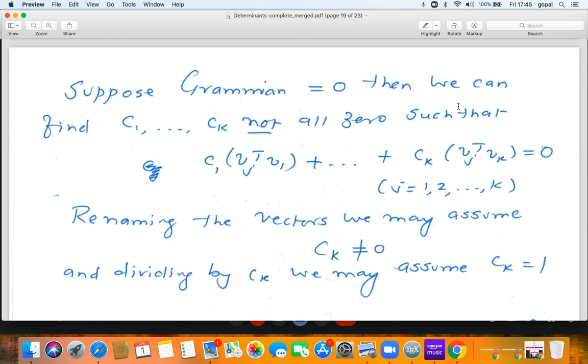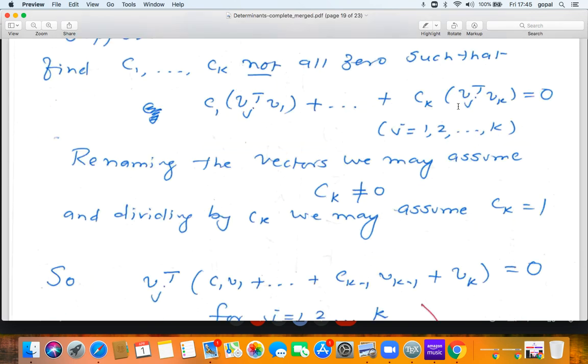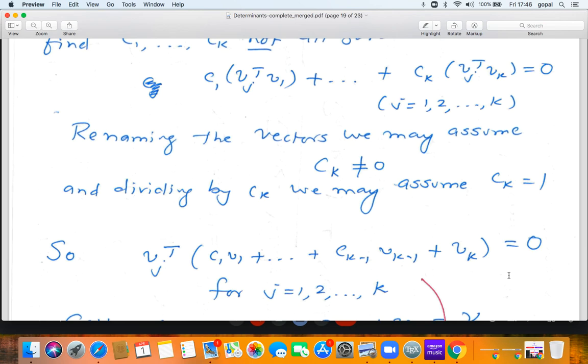I'd like you to convince yourself that I can rename the vectors V1, V2, ..., Vk, and I might as well assume that Ck is non-zero. Once I assume that Ck is non-zero, I can divide by Ck, and I might as well assume that Ck is 1. So here we are in a situation, and I'll take out the Vj transpose common. So it's Vj transpose multiplied with C1 V1 plus C2 V2 plus dot dot dot plus Ck minus 1 Vk minus 1 plus Ck Vk, but Ck is 1, so that is 0, and j runs from 1 to k.